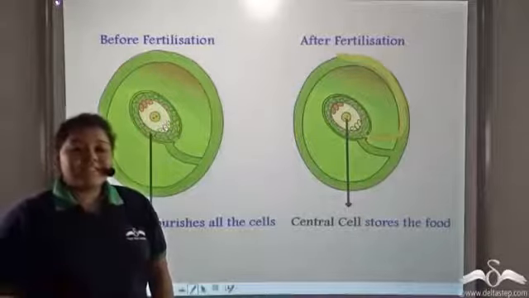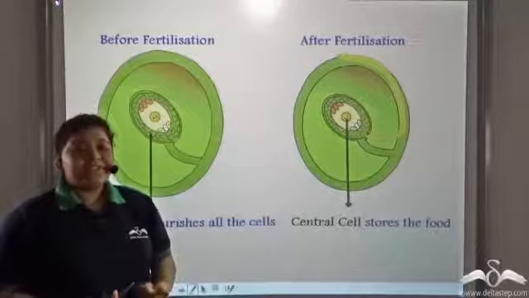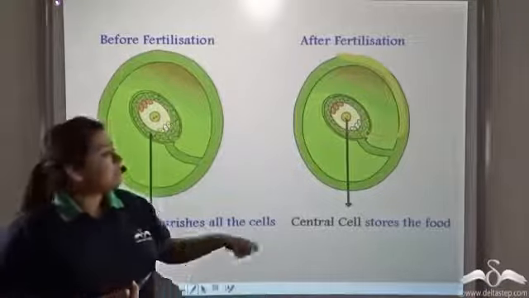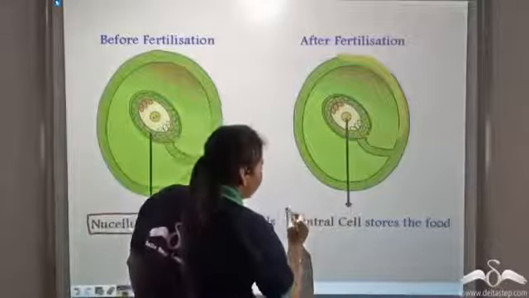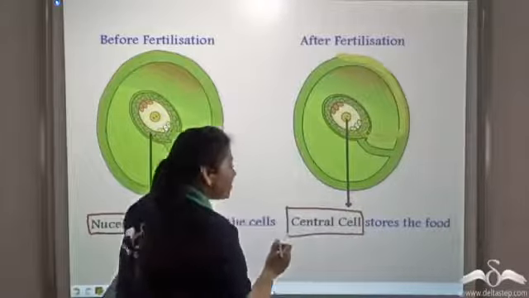After fertilization, the ovule turns into the seed. So, the seed stores food for itself in the central cell. So, after fertilization, the central cell stores the food.